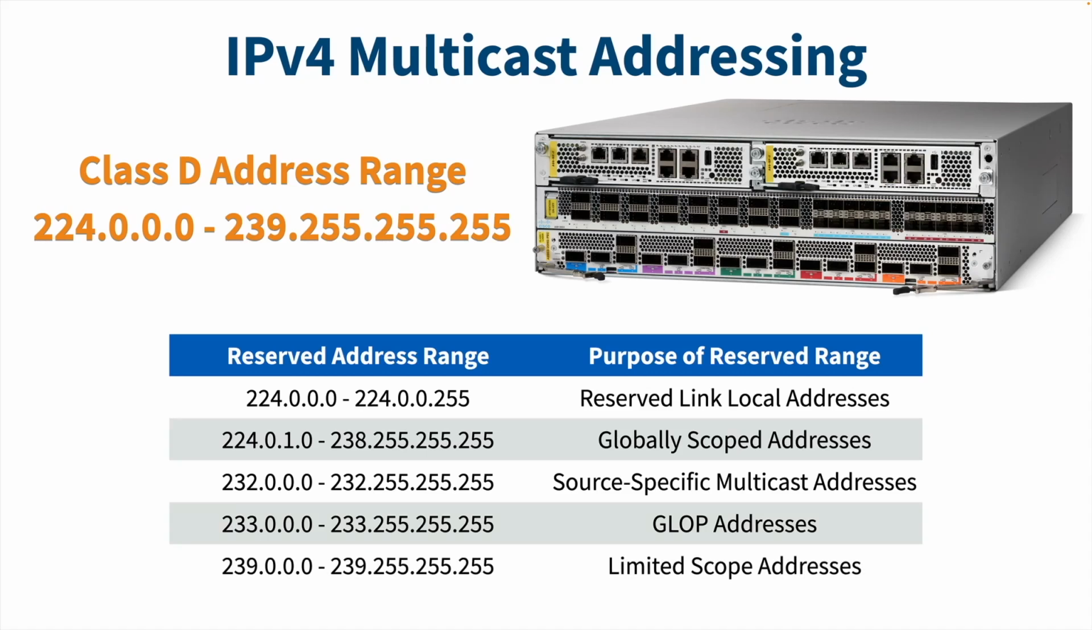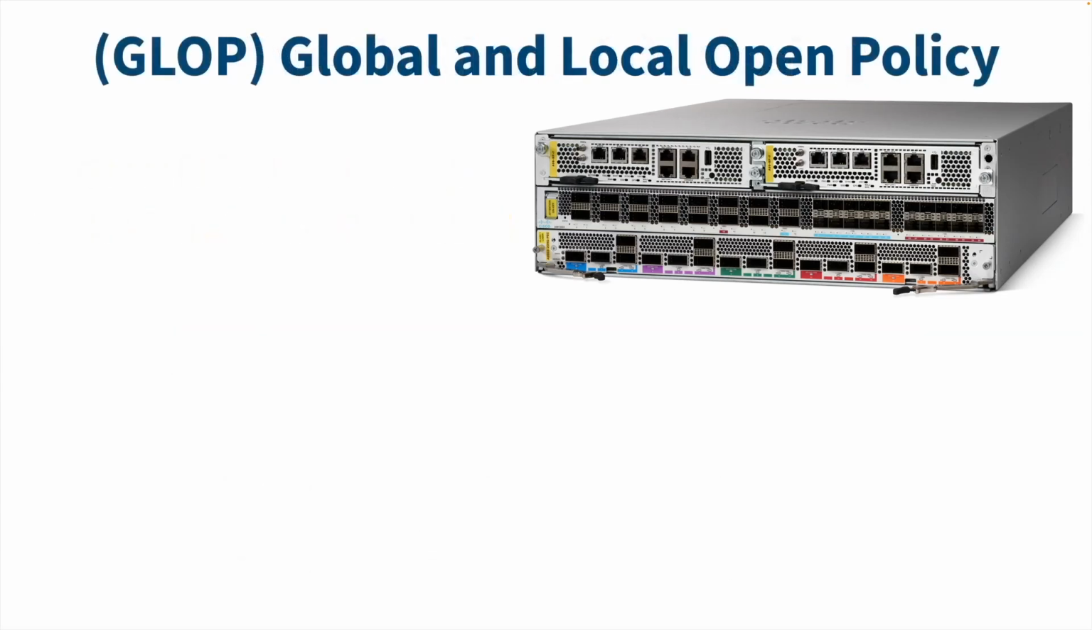But finally, we have a limited scope address. And this is much like the private address ranges, the RFC 1918 address ranges that we have with IP version 4. For example, the 10 dot address range, that range is not routable on the public internet, but we can use it inside of our organization. Same thing here. A limited scope address can be used within an organization, and it's going to begin with a 239.